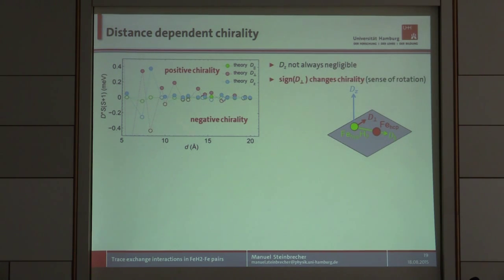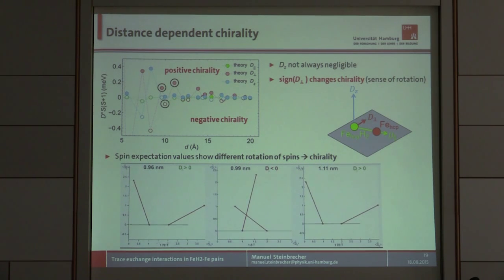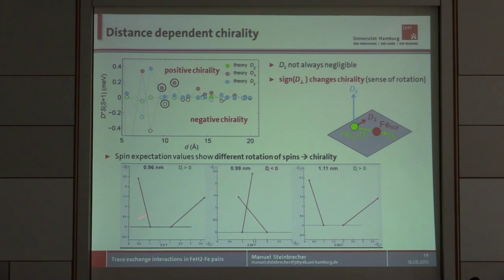And when you look at only these 3 dots here, you can see it changing from positive to negative to positive, and this leads to a different sense of rotation between the two spins, leading to a positive or negative chirality. And in the video below, you will see the spin expectation value for those 3 pairs, and you will see they have different sense of rotation from left to right in the pairs here.